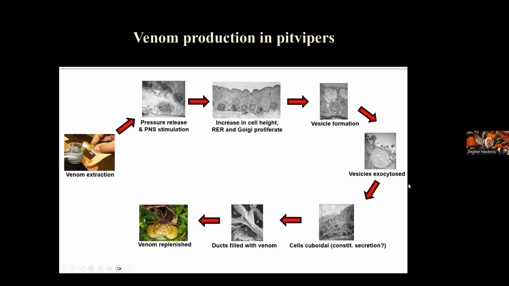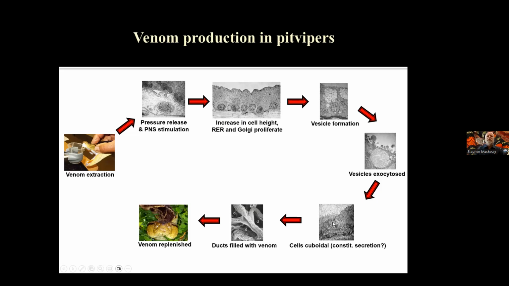Okay. If you think about venom production in pit vipers, and this is largely the case for the few elapids that have been looked at as well, when one extracts venom, you actually stimulate the parasympathetic nervous system into gearing up the cells, that is the secretory cells, in the production of proteins. All sorts of genes are turned on. Venom proteins are produced in large amounts. They're formed into vesicles, which then are exocytosed.